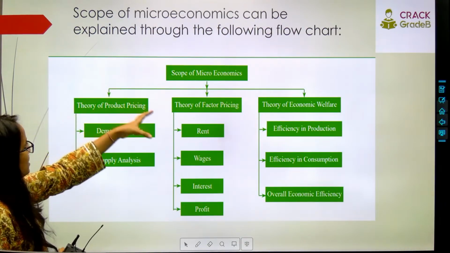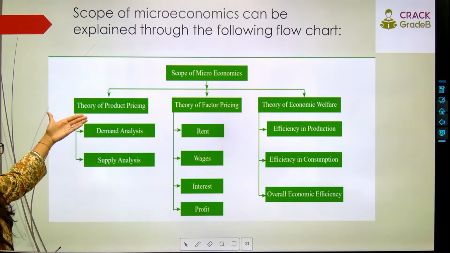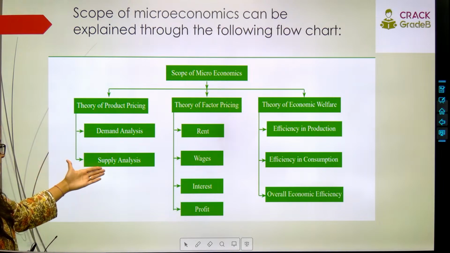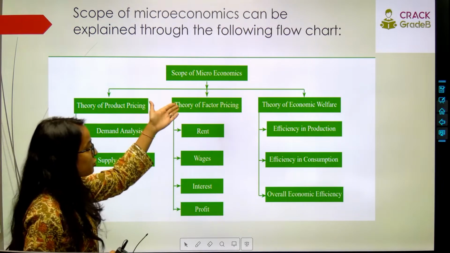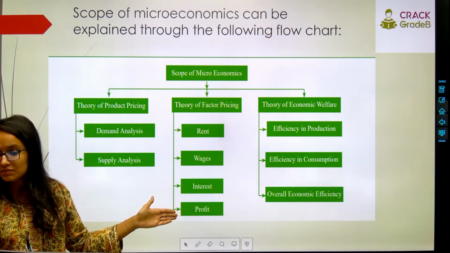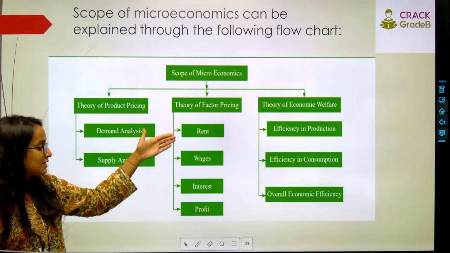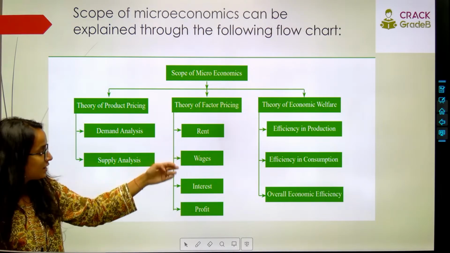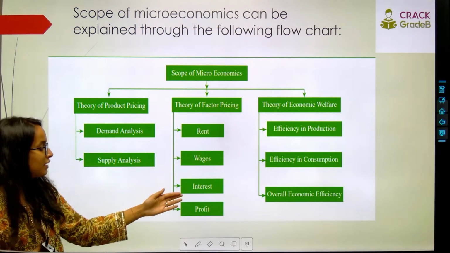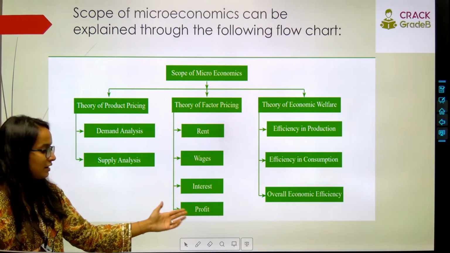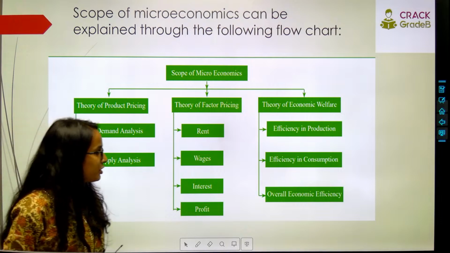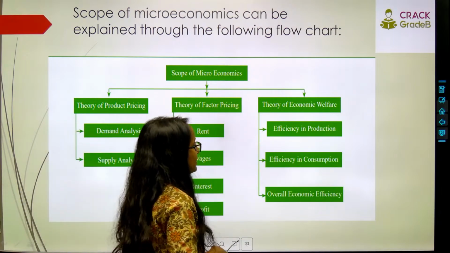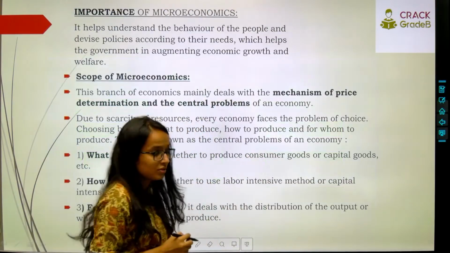So here you can see the scope of microeconomics. It deals with demand analysis, supply analysis, and the theory of factor pricing. As I have discussed with you the factors of production, these are the factor incomes. Rent is earned by land, wages are earned by labor, interest is earned by capital, and profit is earned by entrepreneurs. Then we have theory of economic welfare, that there should be efficiency in production.